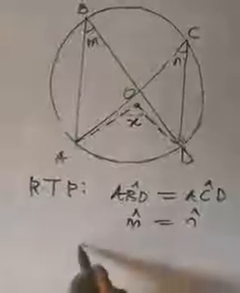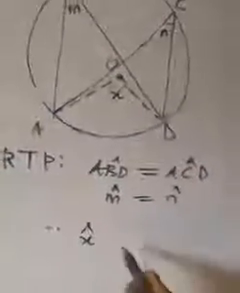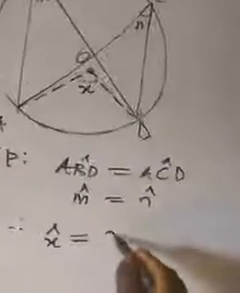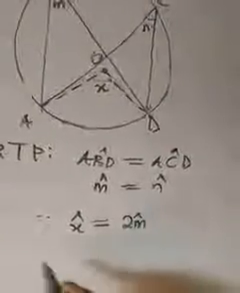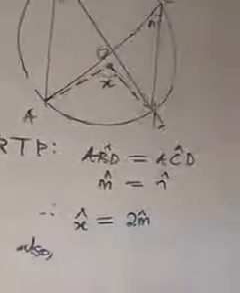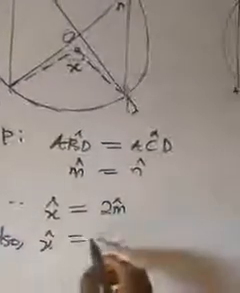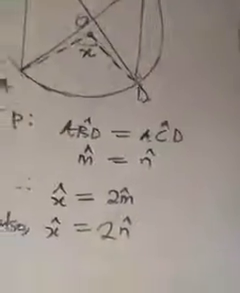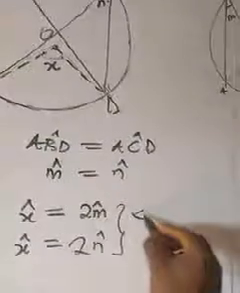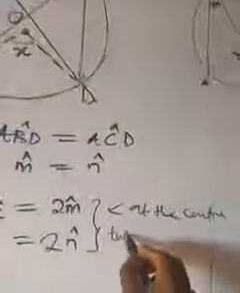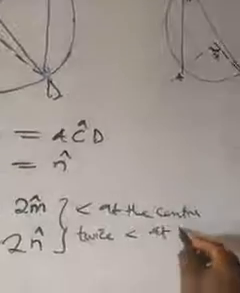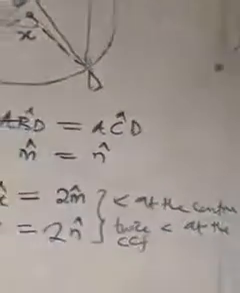So if you now look at it, to prove that this angle is equal to this angle, we need to consider this. Therefore, angle S is equal to 2M, that is 2 multiplied by angle M. Also, angle S is equal to 2 times angle N. That is angle at the center, twice angle at the circumference.